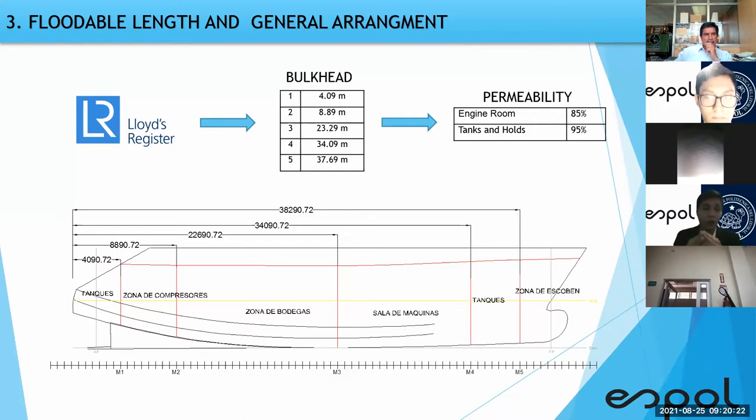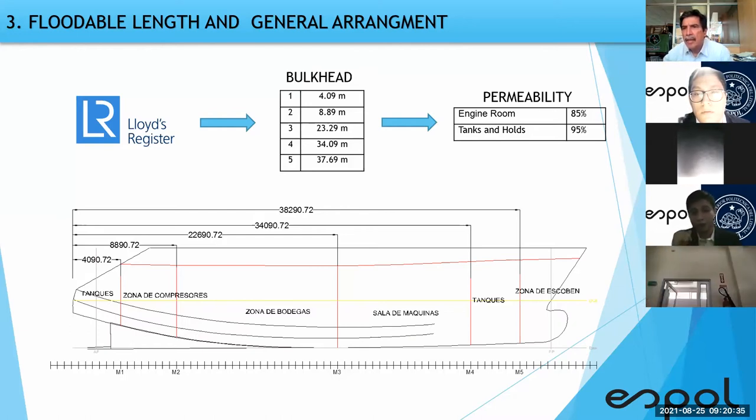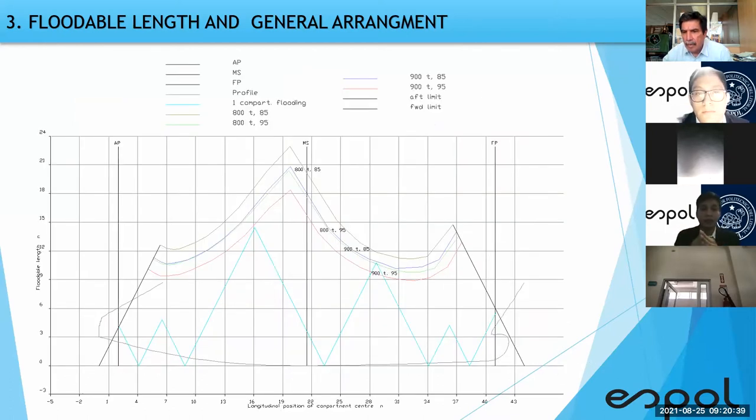We work with a permeability of 85% and 95% for engine room and tanks and hull respectively. Evaluating only one submerged compartment, we observe this curve for all the permeabilities, and we can see that it passed with the correct permeability for the compartment.